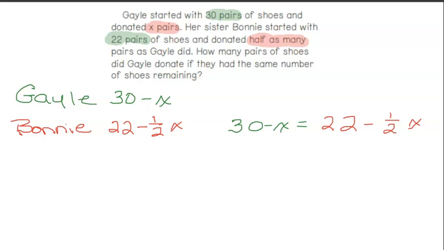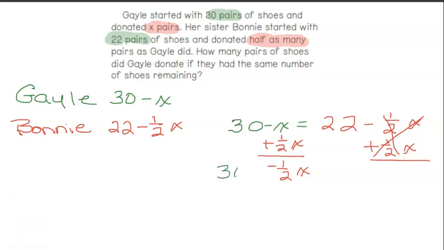But remember, I can't just move it. I have to do the opposite of what's been done. It's been subtracted, so I'm going to add 1/2 x to each side. When I combine these two, they make a zero pair and cancel out. Negative x plus 1/2 x is negative 1/2 x, because that's negative 1 and 1/2. Bring down the 30. So now we have 30 minus 1/2 x equals 22. This comes down and this comes down, 22.